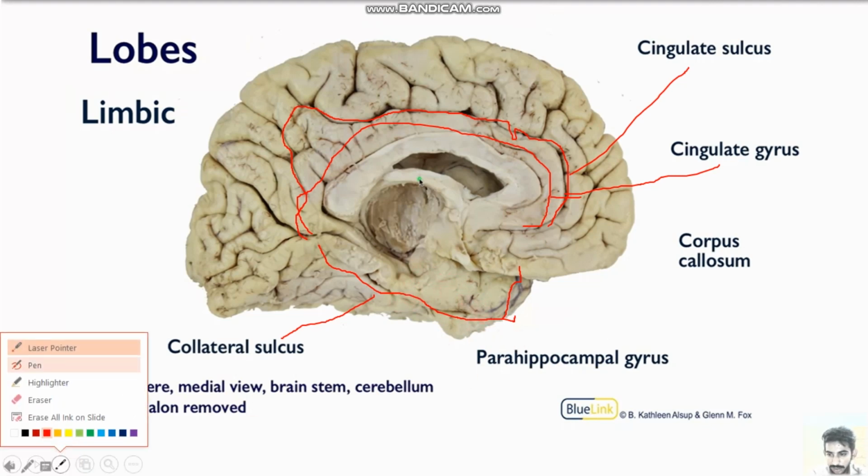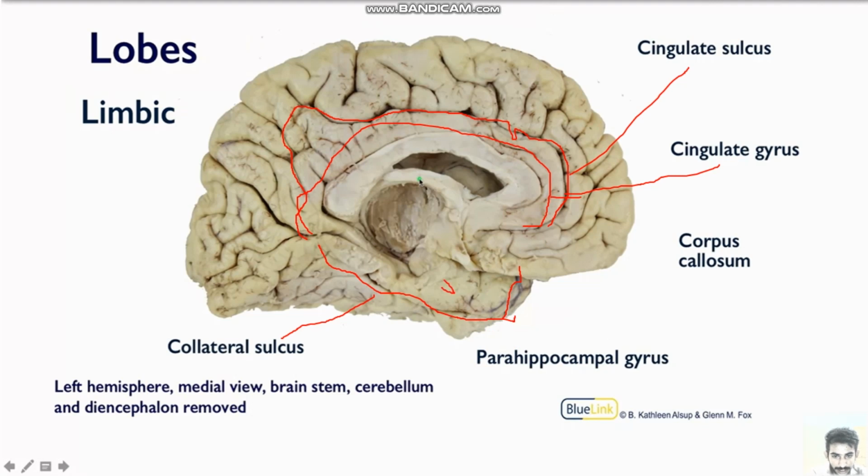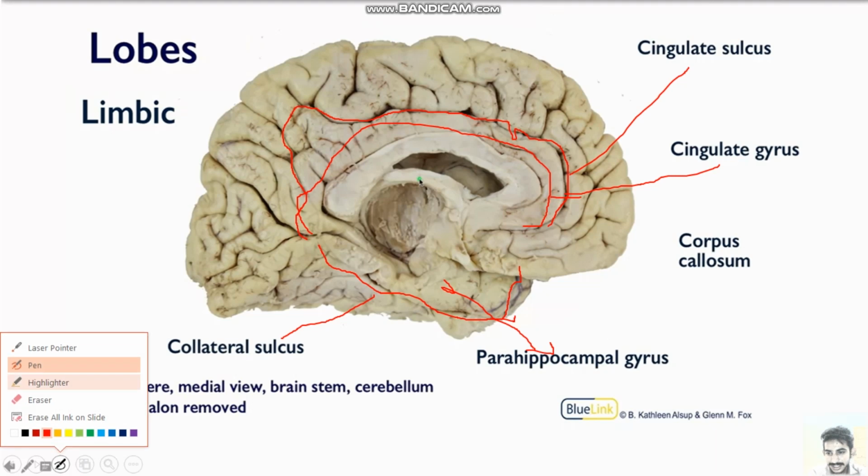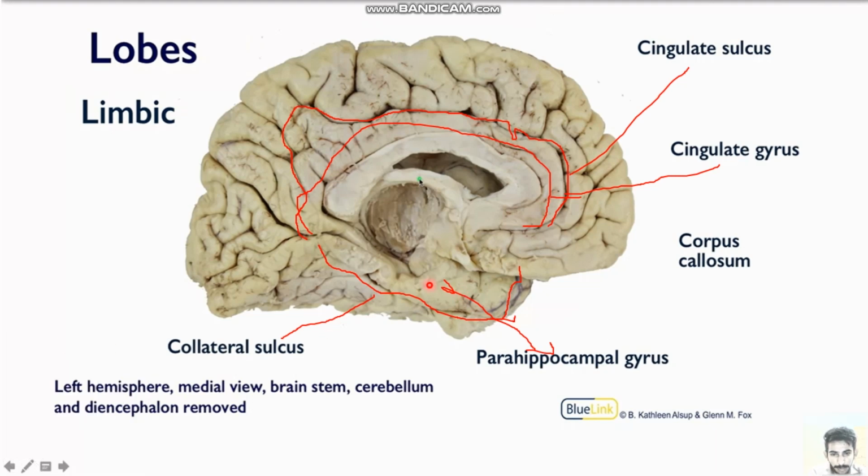Let me mark it down for you guys. This is our parahippocampal gyrus, and one amazing thing is that our parahippocampal gyrus and our cingulate gyrus both combine to form our limbic lobe. So what is our limbic lobe? Our limbic lobe is a combination of your parahippocampal gyrus and your cingulate gyrus.